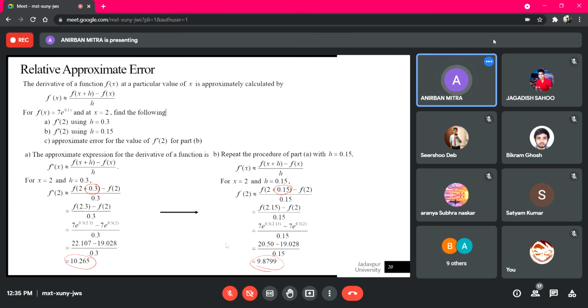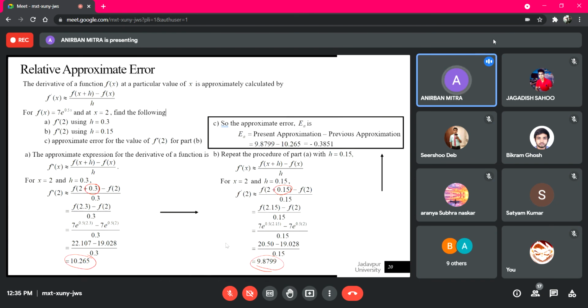But now if you want to calculate the approximate error, then we do this: present approximation minus the previous approximation. Both the values are available, and we get a value of negative 0.3851. What would be the relative approximate error? That can also be the approximate error divided by the present approximation. We can take a percentage of it also.